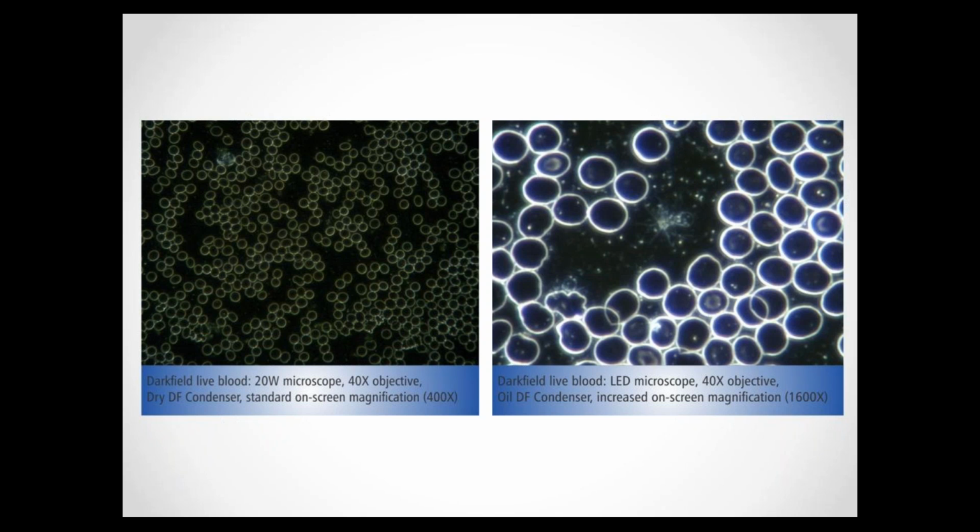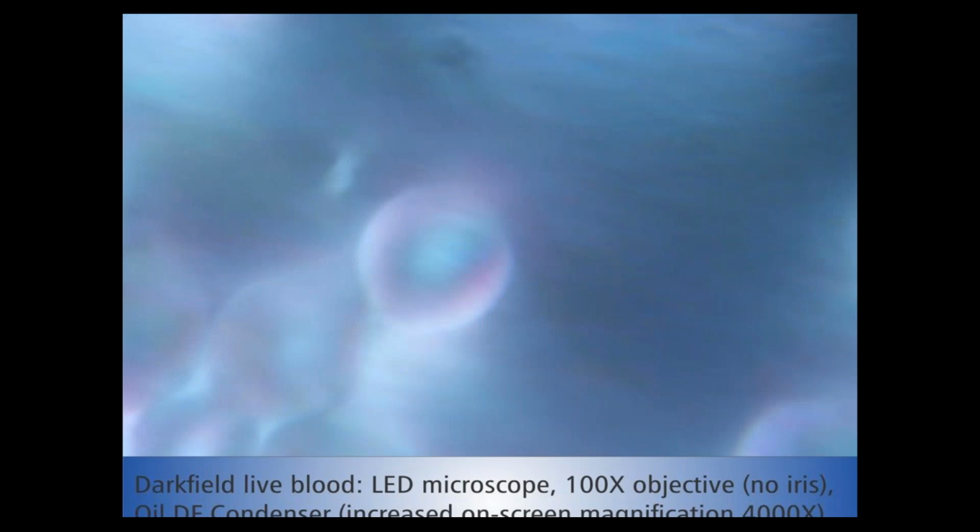Now, to illustrate this, we have an example of a live blood sample in dark field using a normal plan achromatic 100 times oil immersion objective. This is the cheaper type without the built-in iris diaphragm. You can see there's not really that much that you can see there at all.